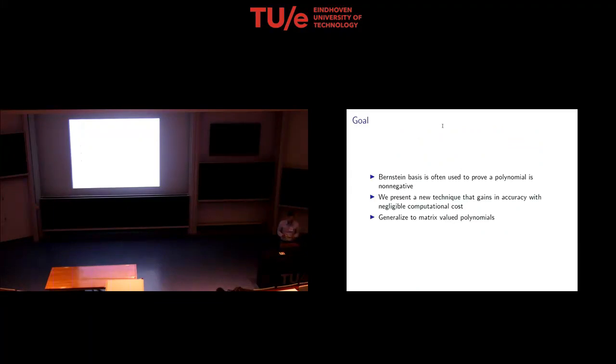So the goal of today's talk is to prove that a polynomial is non-negative using the Bernstein basis. We present a new technique that is better than existing techniques that just use the Bernstein polynomial basis coefficients. And then we generalize this to matrix-valued polynomials of arbitrary degree.